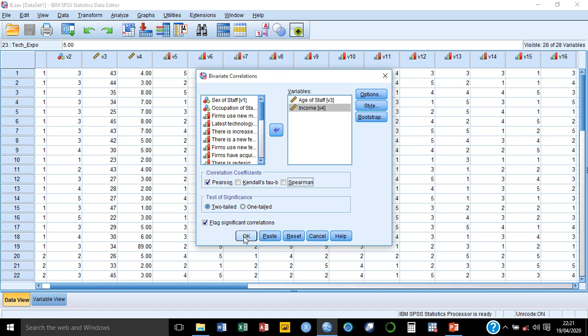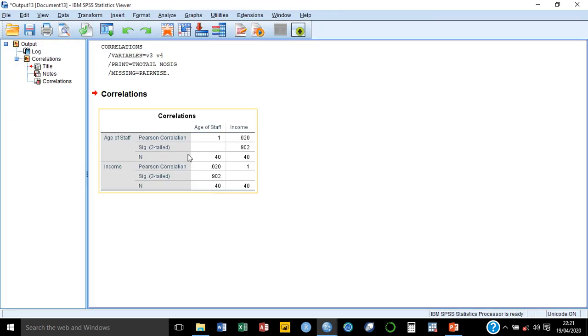Alright, so I can flag significant correlations. Here I have the age of staff. When it correlates one thing to itself, the relationship is perfect, meaning one. But what's the relationship between age and income? The Pearson correlation is 0.020, which indicates a positive but weak correlation.